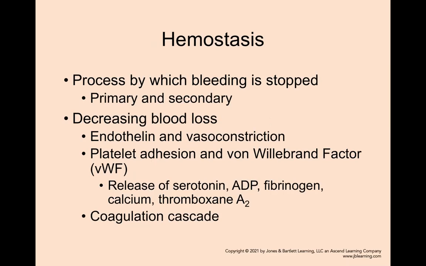Hemostasis is the process by which the bleeding is stopped. There's a primary and a secondary mechanism for this. When there is decreasing blood loss, there's a series of events that happen with the endothelium and vasoconstriction. So hemostasis is the coagulation process that's limited to the area of injury. Normal hemostasis requires endothelial lining integrity and platelets. So when a blood vessel is injured, there's a decreased blood supply.